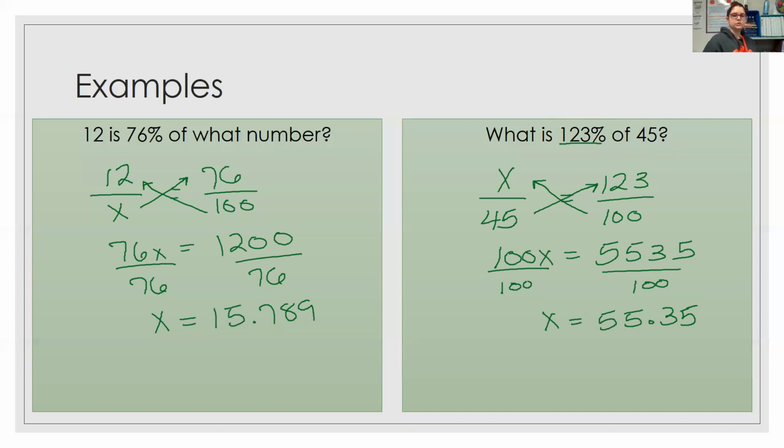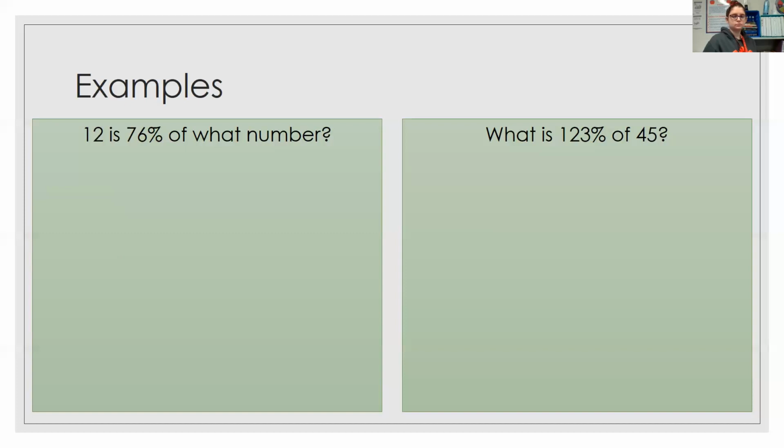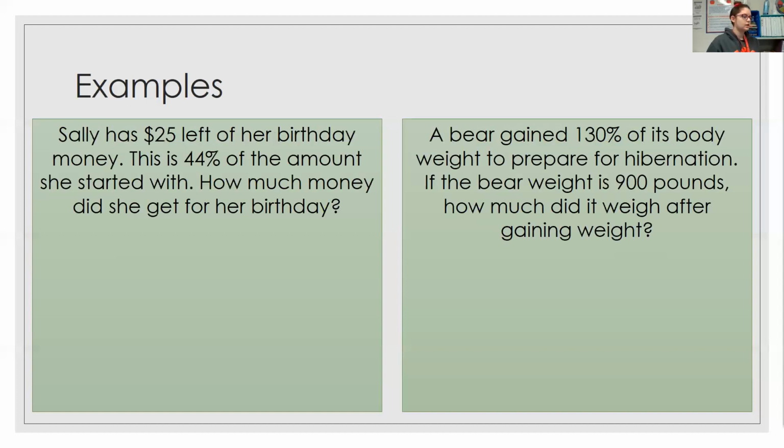Now let's move into a few examples. Our first example word problem. Sally has $25 left of her birthday money. This is 44% of the amount she started with. How much money did she get for her birthday? This is where knowing the part and whole is very important. Now we can see 44 is a percent. So I'm going to put that over 100.